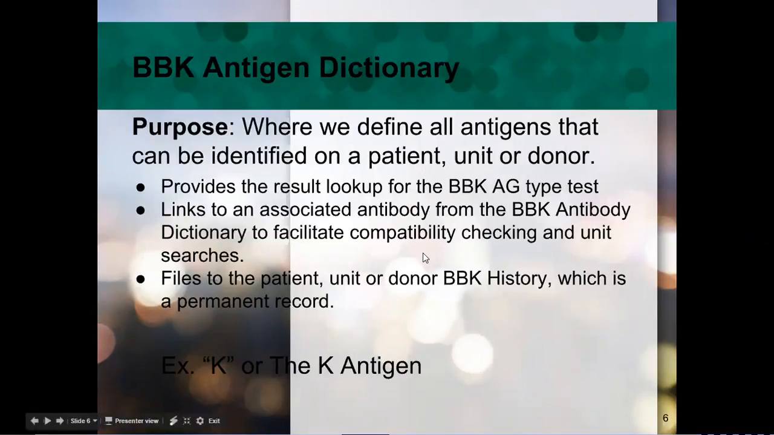All right, so we're going to move right along into the antigen dictionary. The antigen dictionary is where we define all antigens that can be identified on a patient, unit, or donor. Entries built within this dictionary provide the result lookup for BBK-AG test type. When an antigen is identified on a patient, unit, or donor, the positive/negative interpretation files to the BBK history, linking to an associated antibody identified in the BBK antibody dictionary to facilitate incompatibility checking and unit searches. So we're going to move into the antigen dictionary.